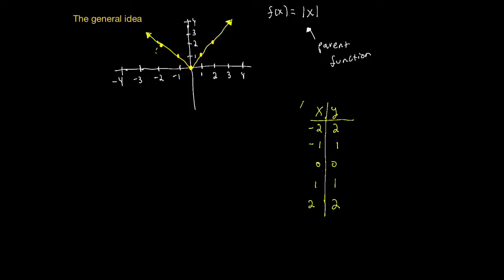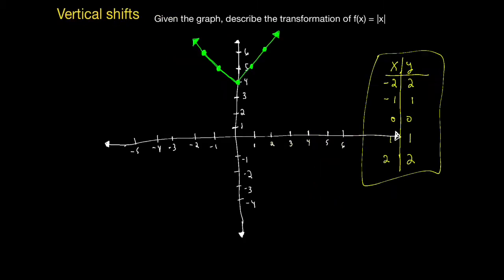So I'm going to go ahead and graph these 5 points onto this graph here so I can see what's going on. Negative 2, positive 2 is right there. I'm going to do it in yellow here. Negative 1, 1 is right here, 0, 0 is right there, 1, 1, and then 2, 2. So here's f of x equals absolute value of x. And now we want to see what this green function is.